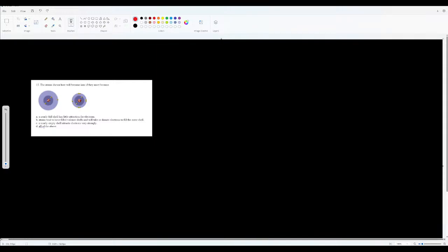So a nearly empty shell attracts electrons very strongly. Not true. And now that I'm thinking about it, these definitions don't even really make much sense. What would happen is an empty shell would want to get rid of the electron as much as they possibly can. If anything, a nearly empty shell would have little attraction. So what about nearly full? Nearly full would have a very high affinity for electrons because it wants to fill that shell, right? So D would be the incorrect answer, leaving B as our only option. Atoms tend to have filled valence shells and will take or donate electrons to fill the outer shell.